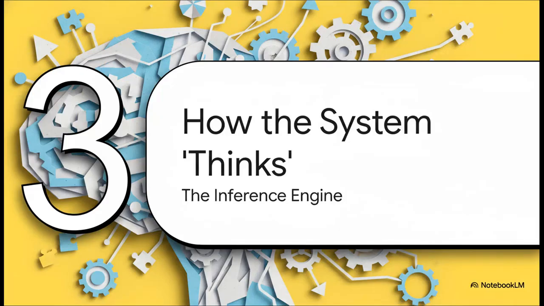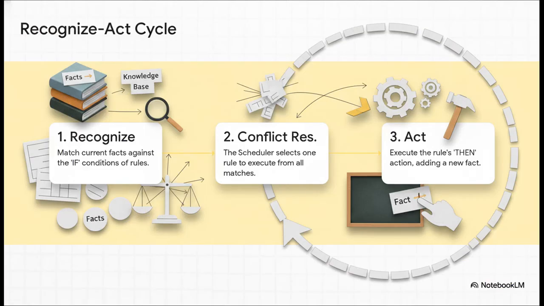Okay, so we've seen all the parts. Now, let's see how the system actually thinks. We're going to pop the hood and take a look inside that inference engine. How does this thing actually piece everything together to come up with an answer? The whole process boils down to this really simple but powerful loop called the recognize-act cycle. It's just 3 steps, over and over.